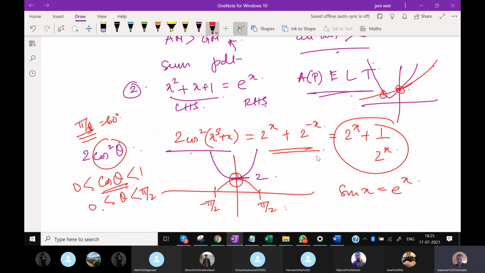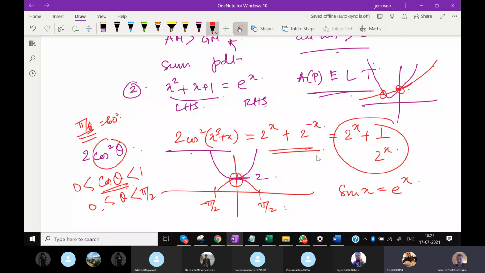You put any value of x and check. When x is negative, 2 to the power x becomes 1 by 2 to the power x, and 1 by 2 to the power x becomes 2 to the power x. It just swaps. Clear? Understood?